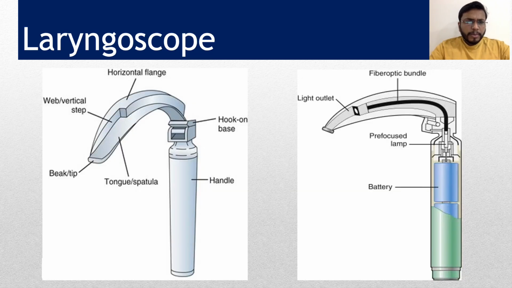We'll just have a brief about the laryngoscope. You should have a laryngoscope which normally has a handle. It has a hook. Then you have a blade, and the blade also has a beak, that is the tip. Along with that, it has a light source. In the light source, you have a battery, you have a focus lamp, and you have a fiber optic bundle and the light outlet.